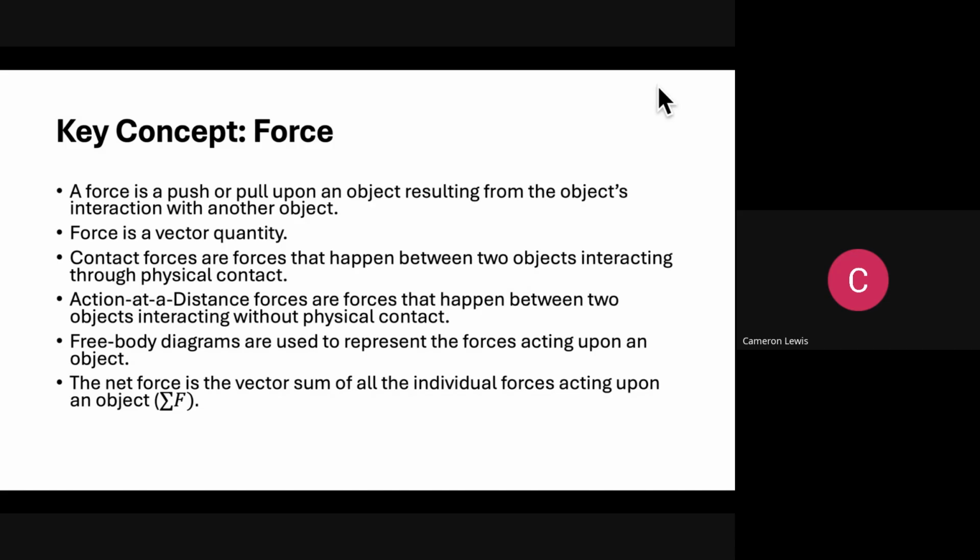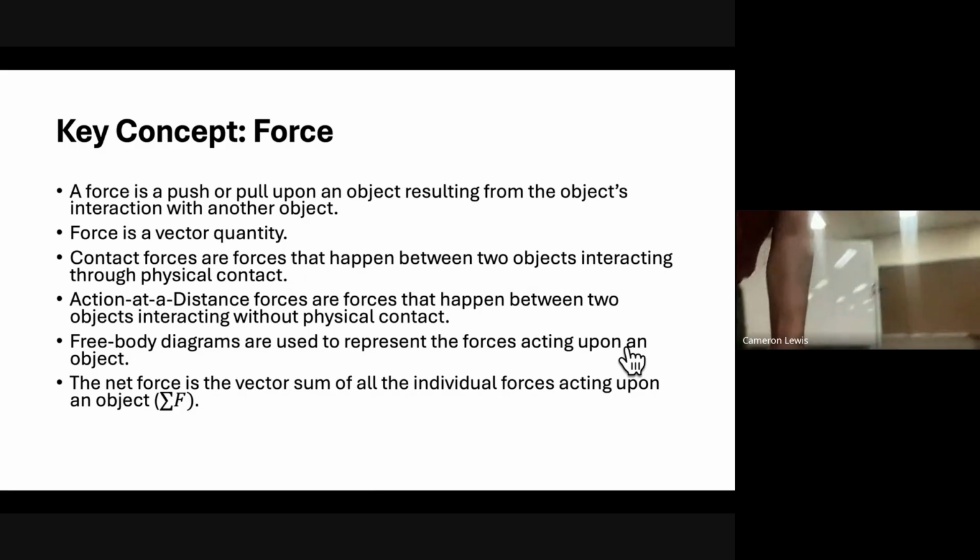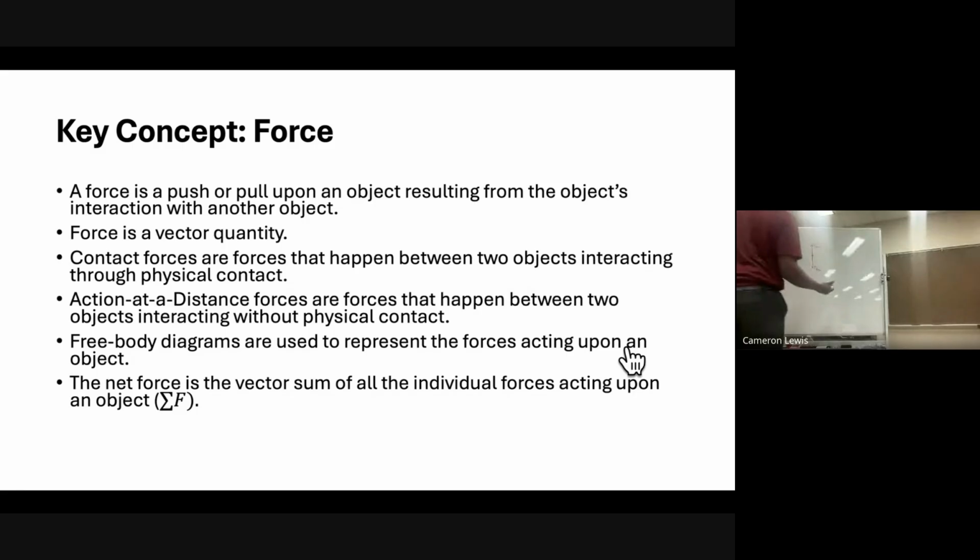But when we do that sum of all the forces, we call that the net force. So the net force is the sum of all the individual vector forces acting upon an object. So on this one right here, I have two forces. Let's say I have an up force, which is my normal force, and a down force, which is gravity.